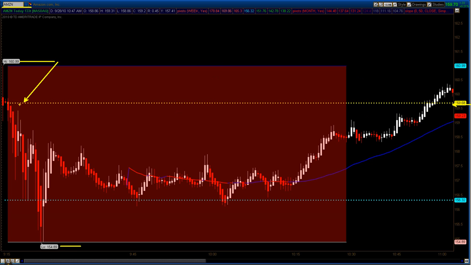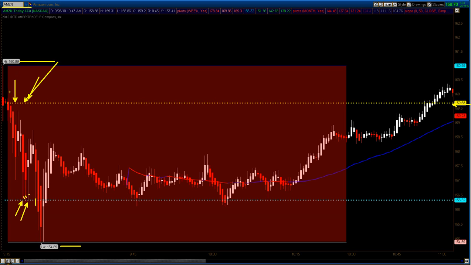So I get short. My level to cover right here, which we tested 1, 2, 3, 4 times before we went below it. So you know it's a major level. You could have made money on all these bounces. But anyways, we get short and we cover at 156.32. That's a 3 point move, and that's hardly any risk at all. It went down about 15 cents. You got to risk at least 50 cents to make money on these stocks.